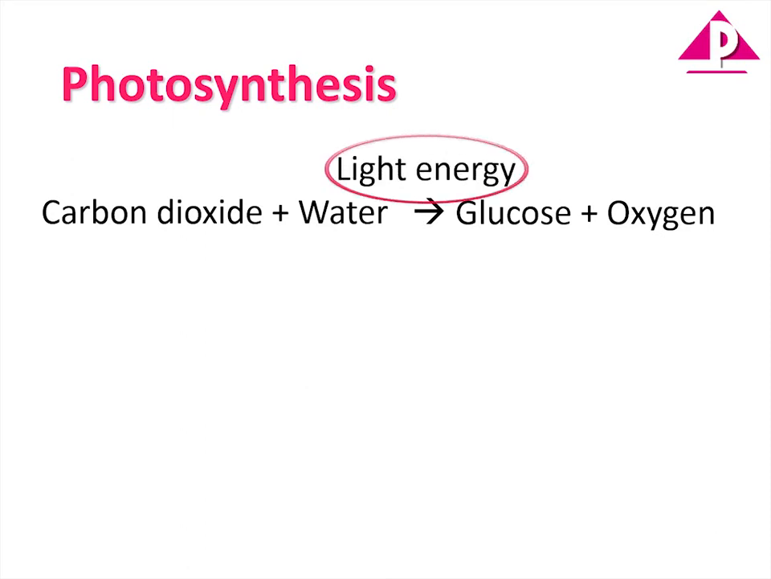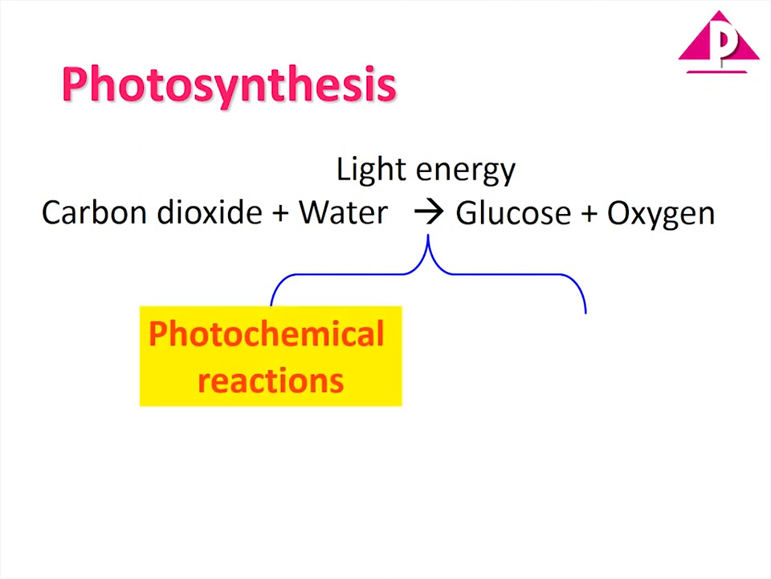But in fact, photosynthesis is not a single reaction. It involves a series of reactions, which can be grouped into two main stages. The first stage is photochemical reactions, and the second one is carbon fixation. In this video, we will first explore how photochemical reactions actually happen.